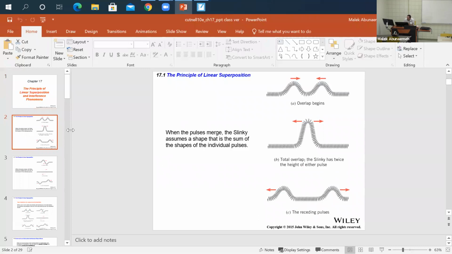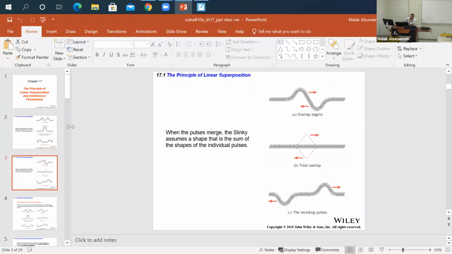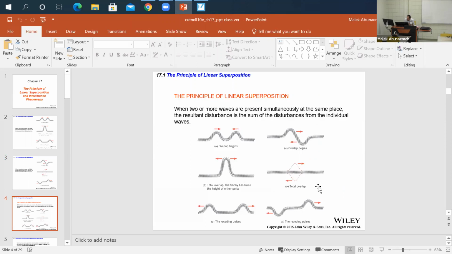When two pulses merge, the slinky, which we actually have a lab with the slinky that you're going to be able to do this, assumes the shape that is the sum of the shapes of the individual pulses. Over here, we did a square pulse just to make it a lot easier to explain. Both of them take a little pulse at that 1 second, that's the sum of both of them, and then they both go on without exchanging any information. So that's what gets us to the principle of linear superposition. When two or more waves are present simultaneously at the same place, the resultant disturbance is the sum of the disturbances from the individual waves.